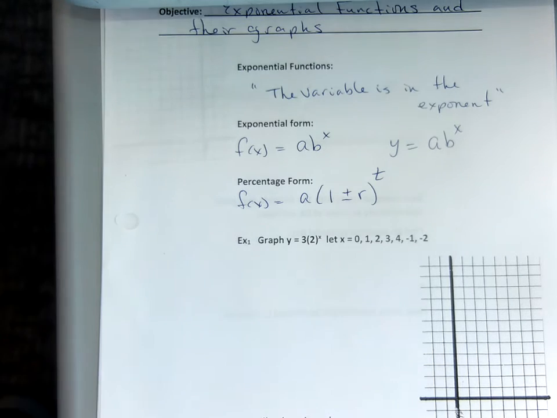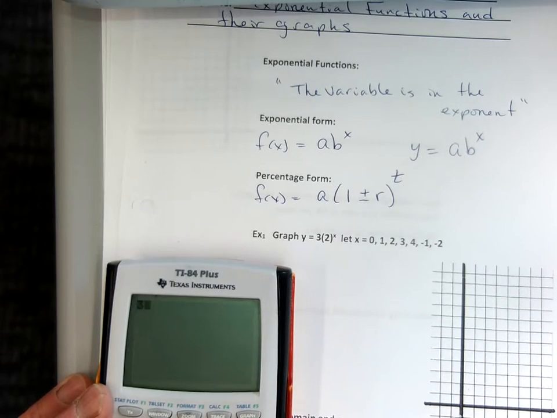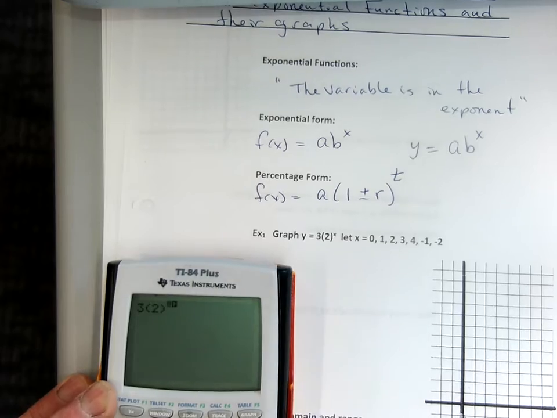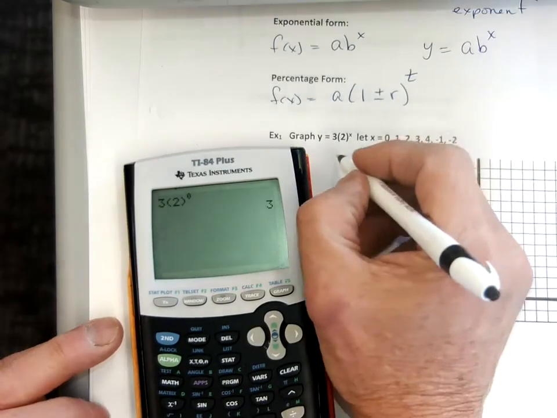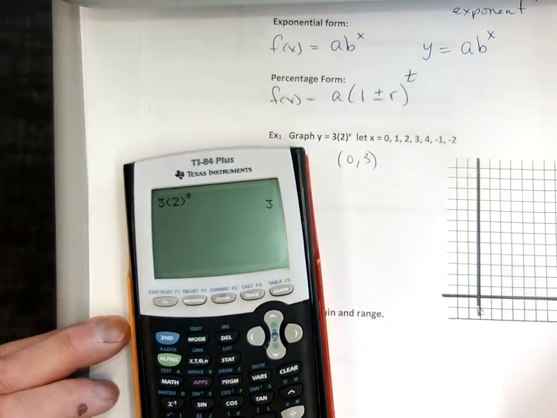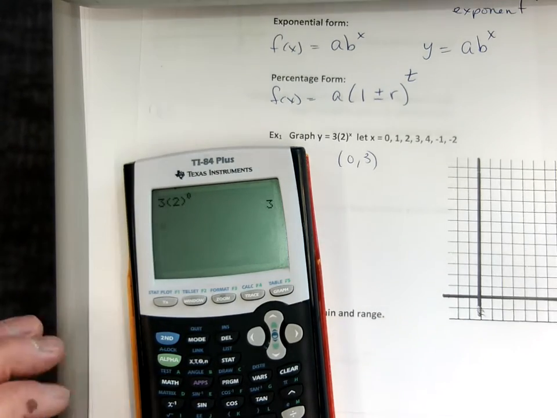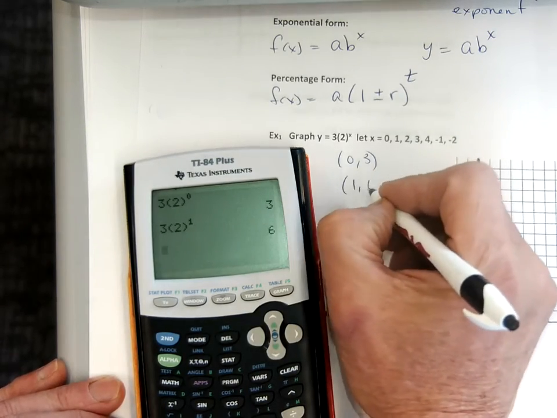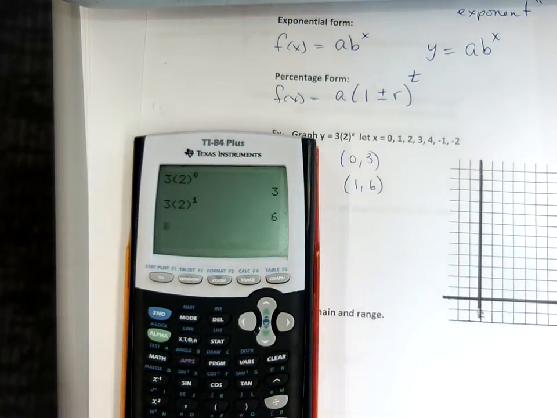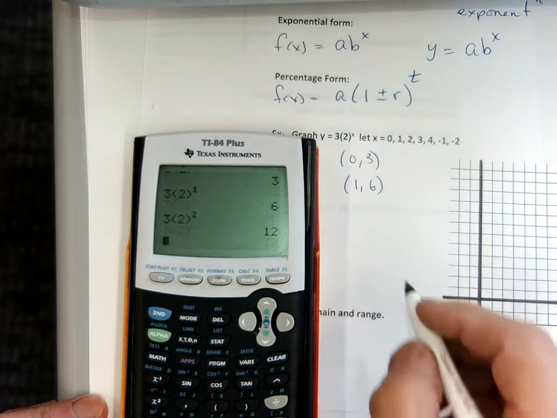All right, so if I use my calculator, one of the things I can do is plug these numbers in. I can go, okay, 3 times 2 to the 0 power, right? I'm just going to let my calculator do a lot of the work. I'm going to get an answer of 3. So I have a point at 0, 3. And then if I plug in 1, 3 times 2 to the power of 1, I get 6. Then 3 times 2 to the power of 2, and I get 12.